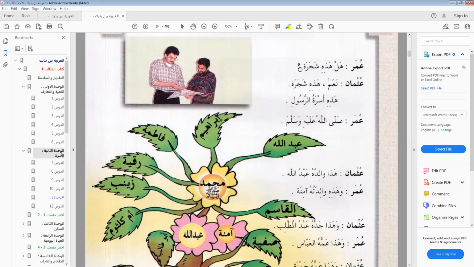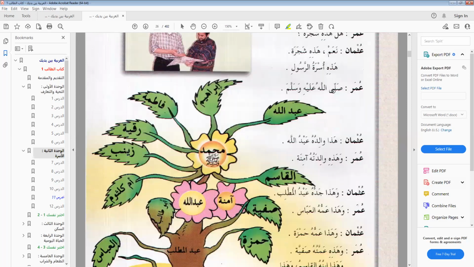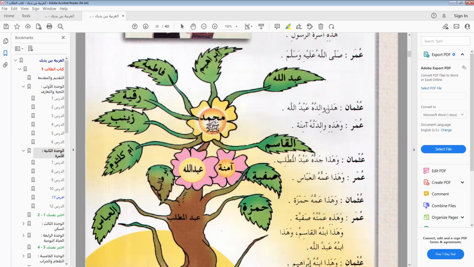Hal hadhihi shajaratun, is this a tree? He says, Na'am, yes, hadhihi shajaratun, this is a tree. And he says, Hadhihi usratu Rasul, this is the prophet's family, sallallahu alaihi wasallam, may Allah be pleased with him. Then Uthman says, Hadha waliduhu Abdullah. See the walid again. This is his father, Abdullah. So this is Abdullah here.